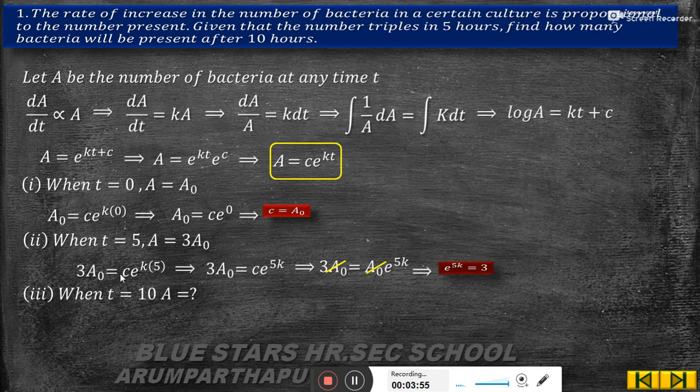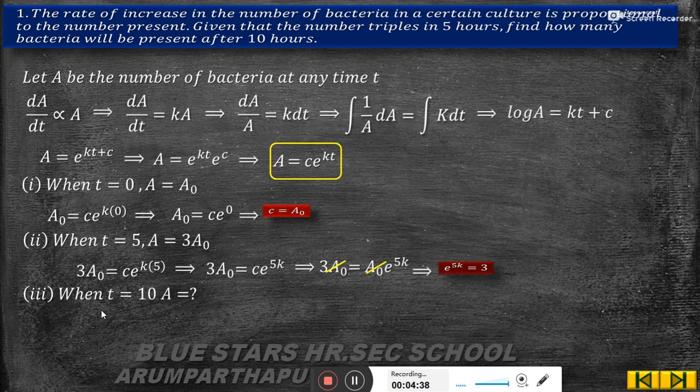Therefore I substitute these values into A equals C e power Kt. A is 3A naught, equal to C into e power K into 5. So 3A naught equals C into e power 5K. I substitute C equals A naught, which I found here. A naught cancels, so e power 5K equals 3.